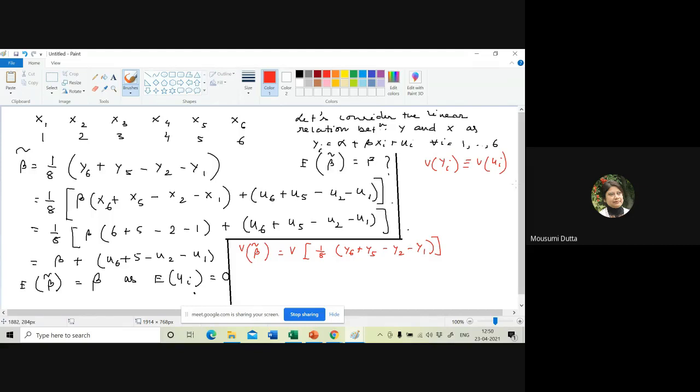What is variance of u6? Sigma u6 squared. Sigma u squared, sorry, homoscedasticity, so sigma u squared. So simply sigma squared. What is variance of u5? Also sigma squared. And if the variance of y is equivalent to variance of u, how will I proceed?